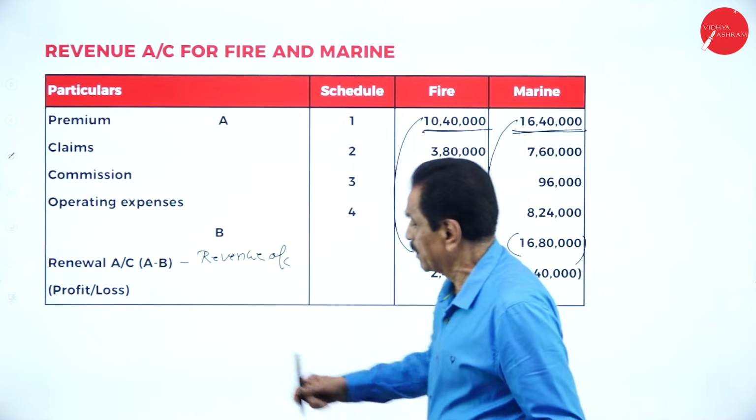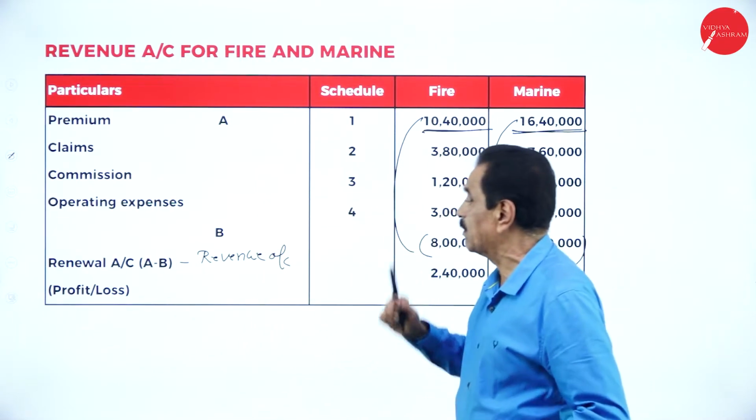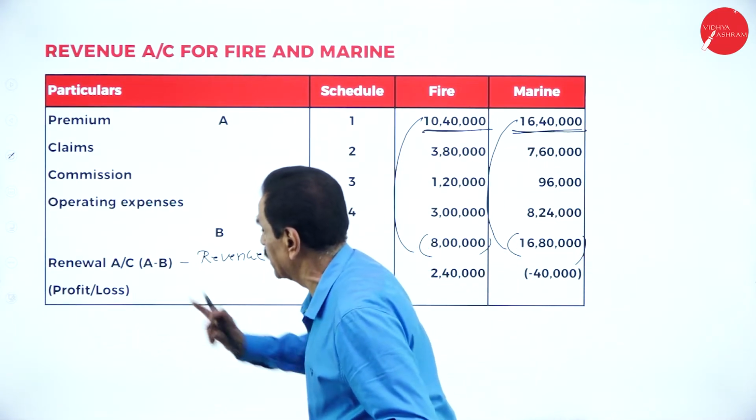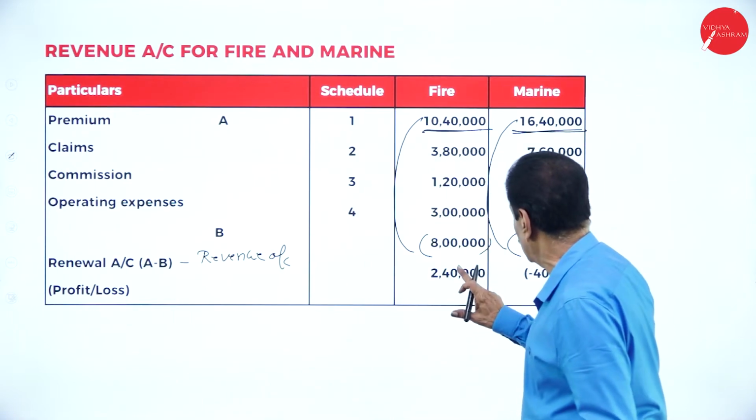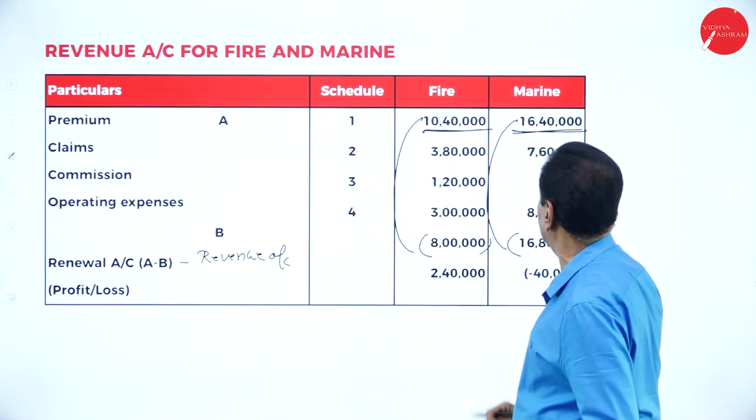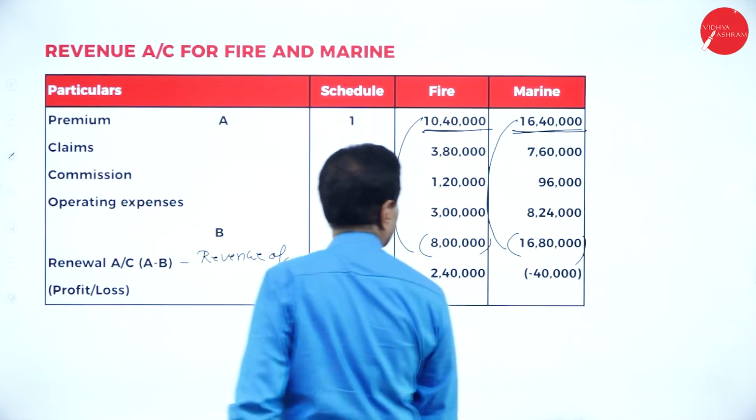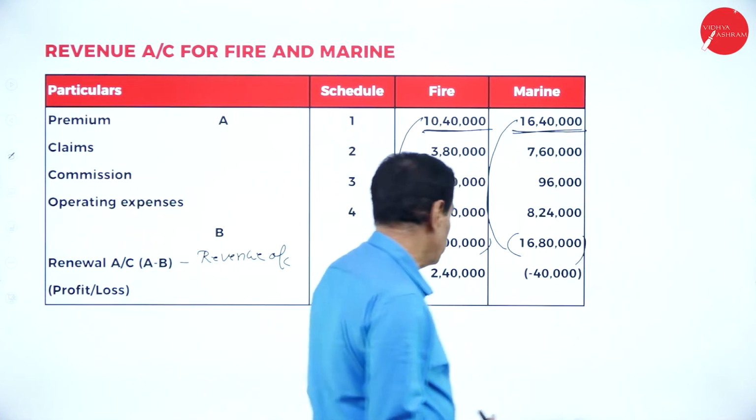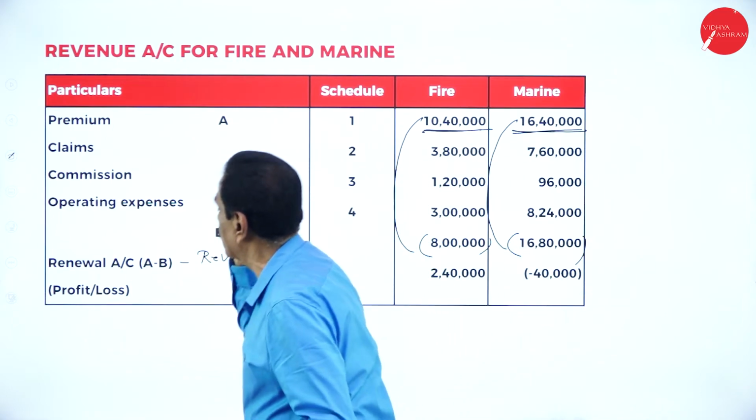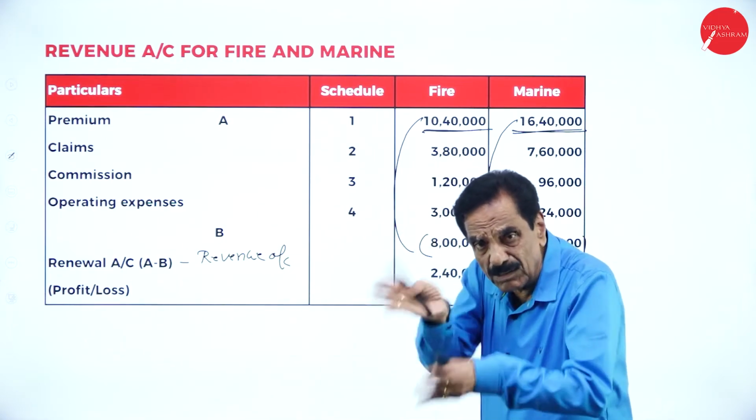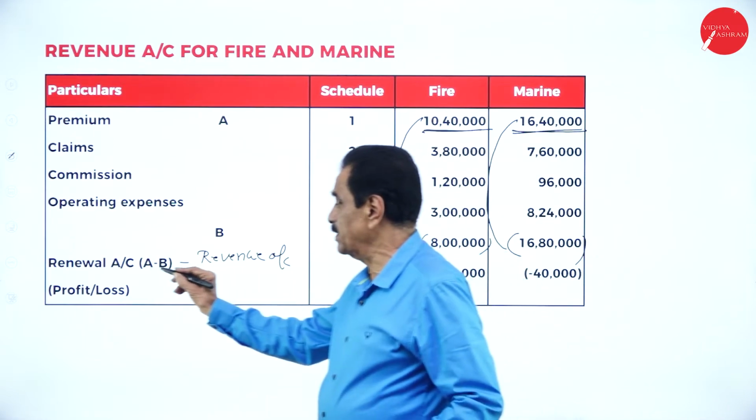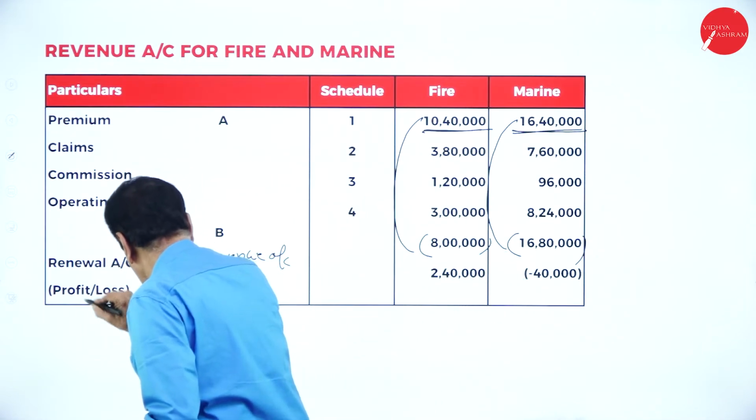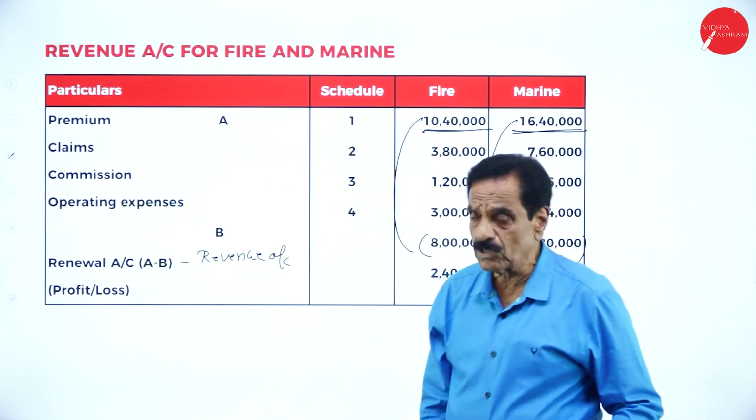Renewal of account, or A minus B, is called the revenue account, showing profit or loss. So 2 lakh 40,000 minus 40,000 is a loss. Loss in case of marine, fire in case of air. Somebody will call this a renewal account, meaning we renew the accounts A and B, but actually it's a profit or loss.